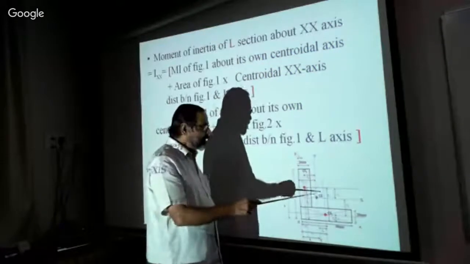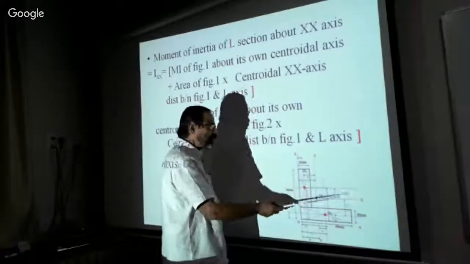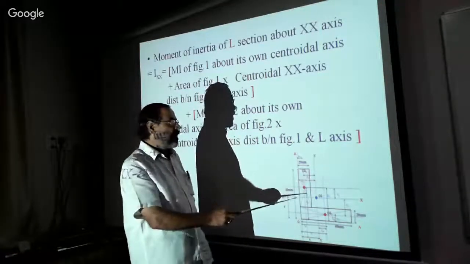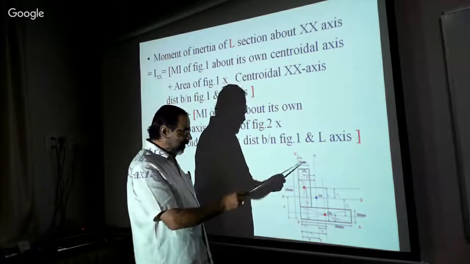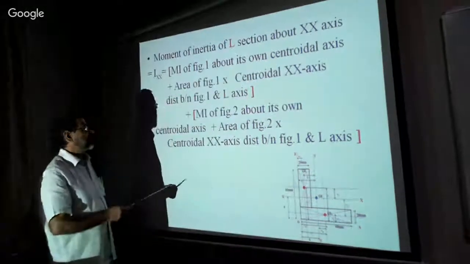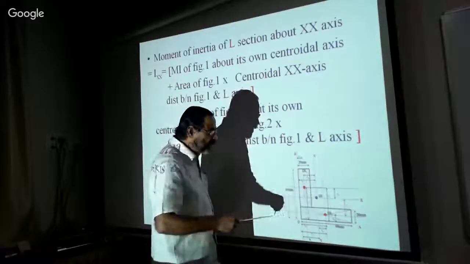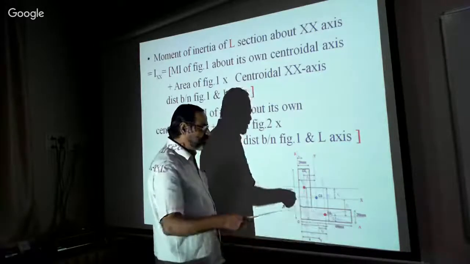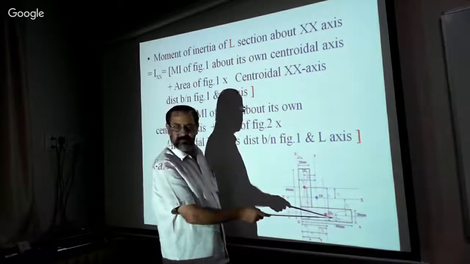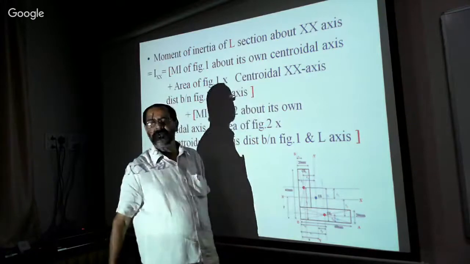Therefore, the moment of inertia of the angle section about the x-axis is equal to the moment of inertia about the centroidal x-axis of rectangular section number 1, plus the area of this rectangular section times the distance from here to here, that is R1 squared. Similarly, the moment of inertia of figure 2 is bd cubed by 12, where this is b and this is d. That is Ix2 of this rectangular section, plus area into centroidal distance squared. Now this is what I will write here.